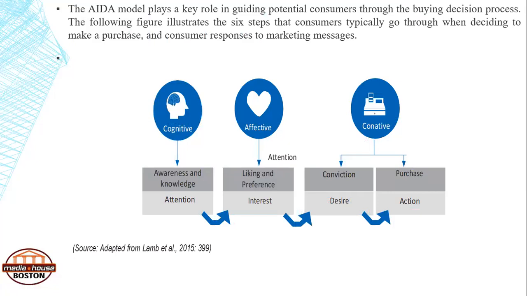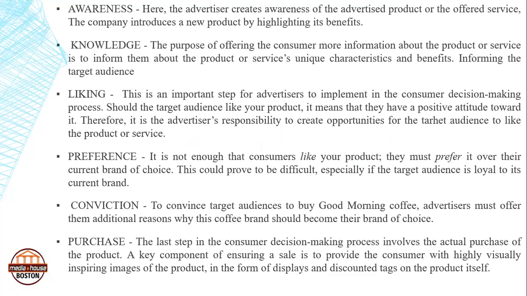Remember the three steps that Lamb et al., 2015 came up with: the cognitive, affective, and conative. Now we'll draw them back and widen them to a six-step process. You look at awareness and knowledge, liking and preference, conviction, and purchase. Awareness: here, the advertiser creates awareness of the advertised product or the offered service. For example, the company might introduce a new product by highlighting its benefits.